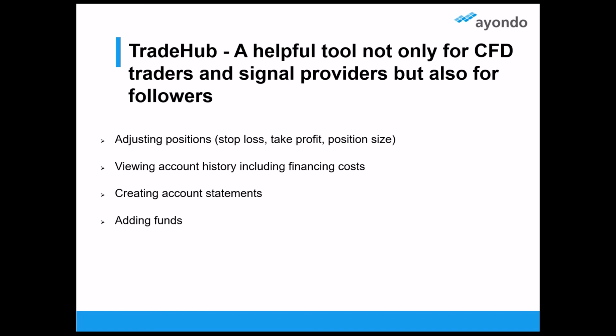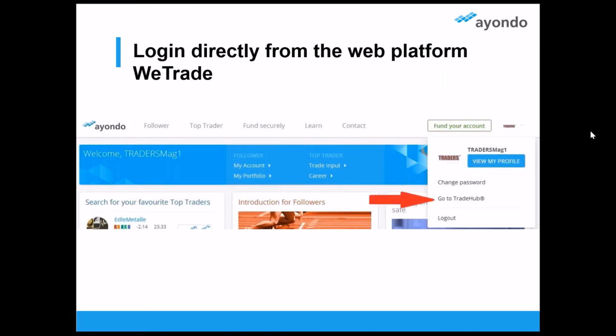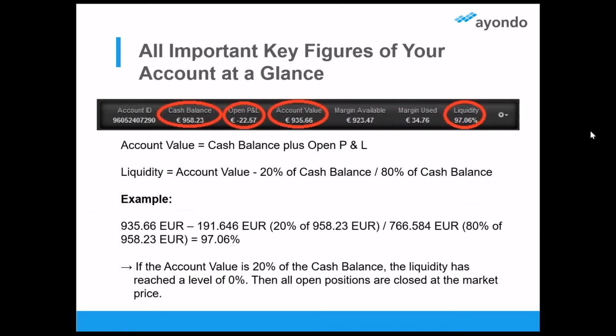And the whole idea with this follow copy trading is that the trades get opened and closed without your intervention. What you're doing is picking the traders to follow and managing the risk. You can view things like account history, you can run statements, you can add funds in, you can withdraw funds, all the usual stuff. So that's done through TradeHub. We've done that already. You can log in directly from the web platform.